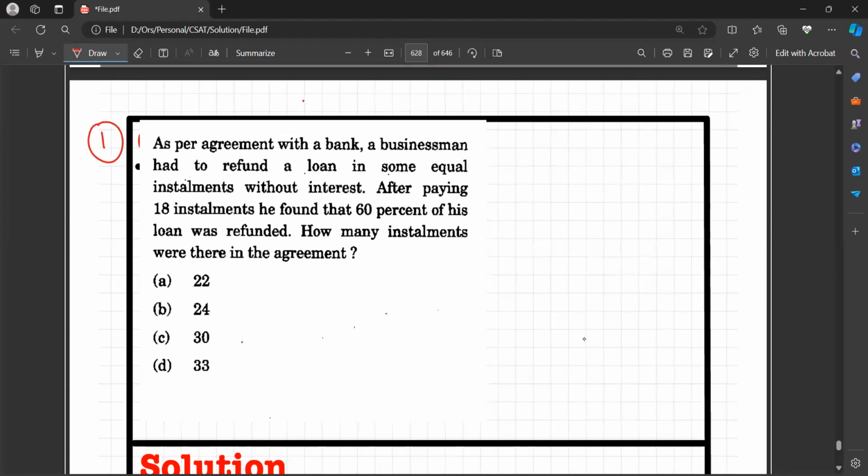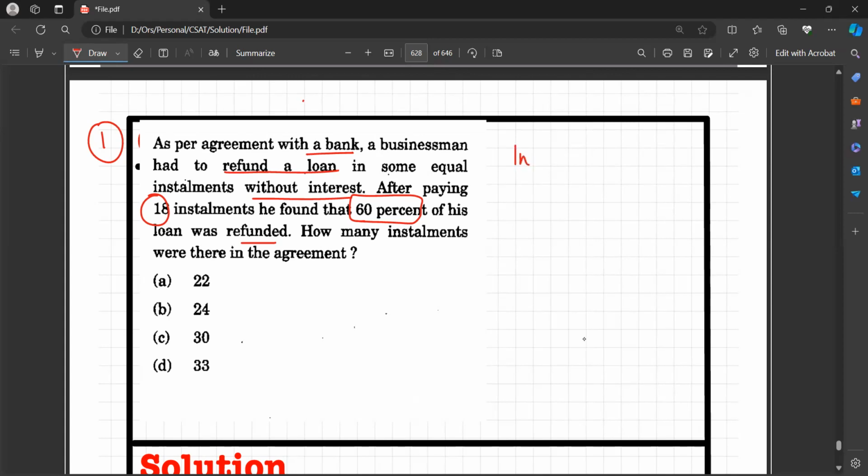As per agreement with a bank, a businessman had to refund a loan in some equal installments without interest. After paying 18 installments, he found that 60% of his loan was refunded. How many installments were there in the agreement? Let us read the question again. As per agreement with a bank, a businessman had to refund a loan in some equal installments.